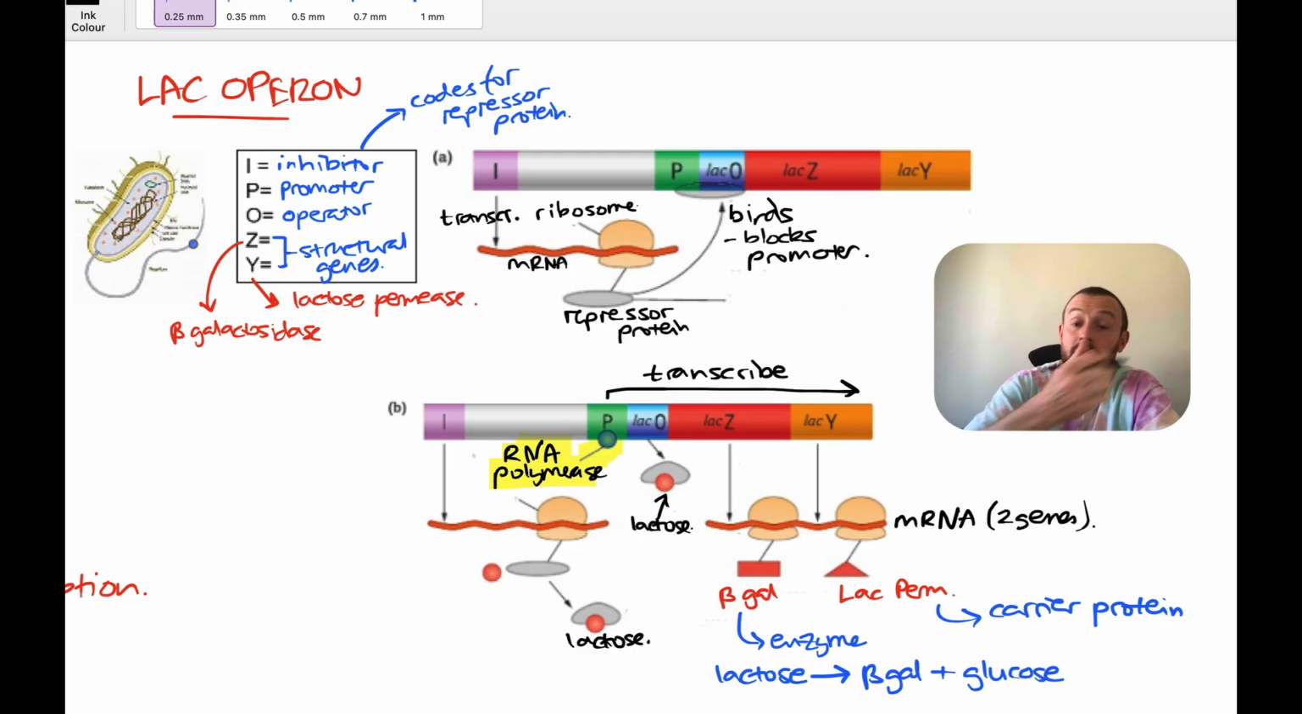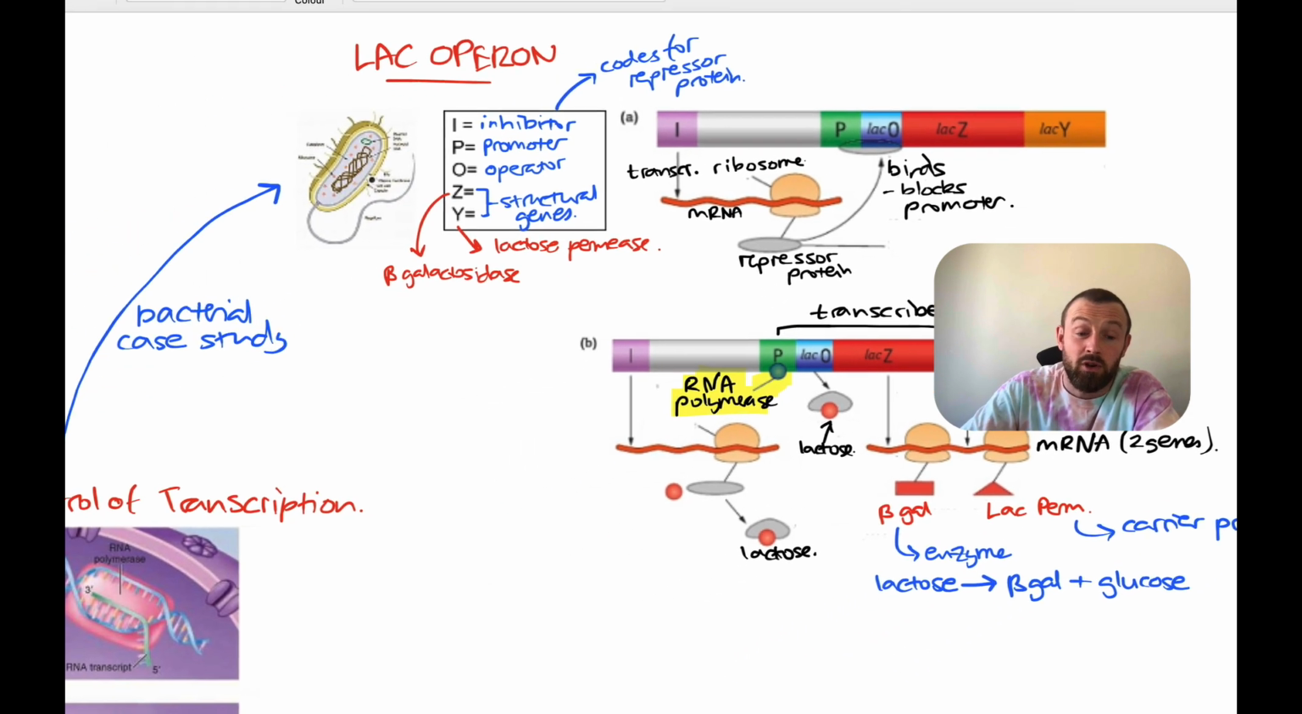genes in a prokaryote. But why don't we talk about this in a eukaryote? Why don't we talk about this in a human? Well, basically, humans are way more complicated. So control of transcription works in a similar way to this in humans, but it's more complex, and it's kind of too complex for A-level, to be honest with you.